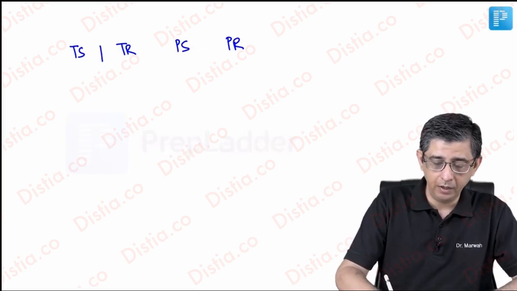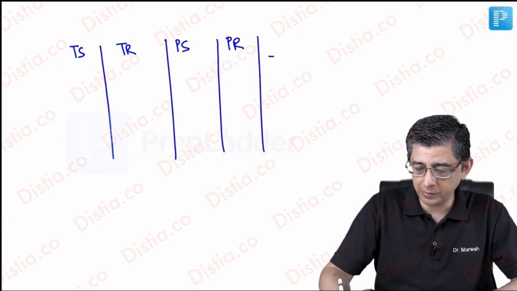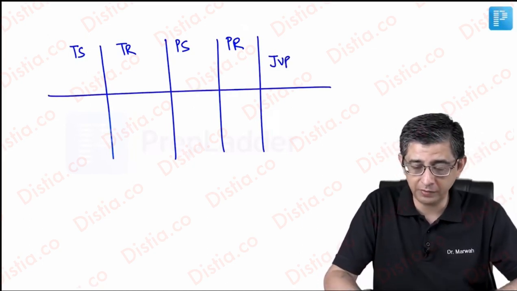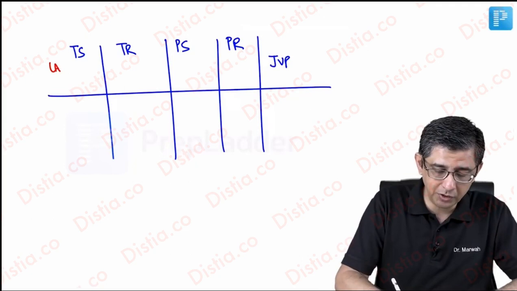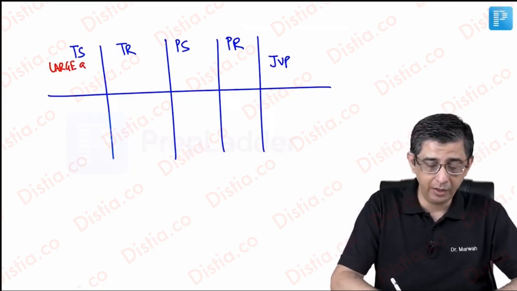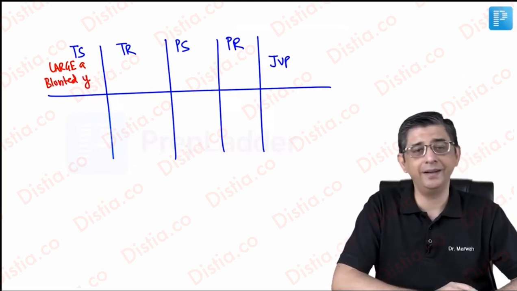So you can just make a 4x2 table here. What I'll be jotting down here will be the JVP findings of these patients and then the aspects related to murmurs. So let's just remember these facts here. In tricuspid stenosis, the right atria has to work against a resistance, and because of the physical obstruction, the negative wave, that is Y, will be blunted.